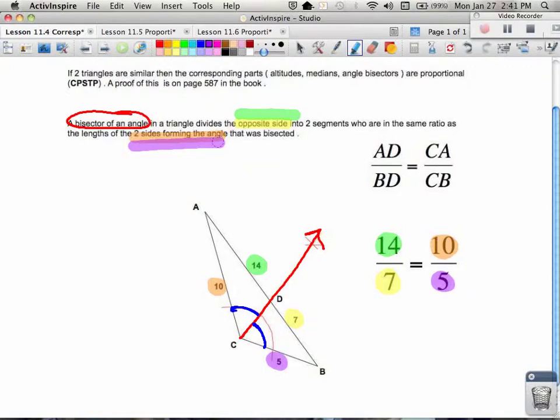Take a look at that diagram and see if that makes sense to you. They're in the same ratio. 14 to 7, the opposite side being split, should be the same comparison as 10 to 5, where the angle was formed that was chopped in half. So the side split on the opposite side, 14 and 7, has the same ratio as the sides where the angle was, 10 and 5. They're both a 2 to 1 ratio.